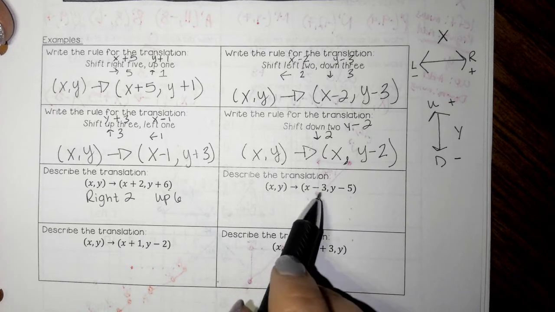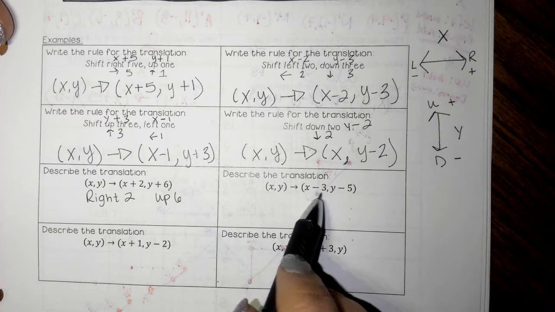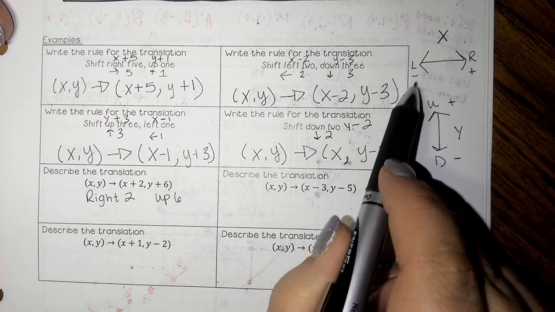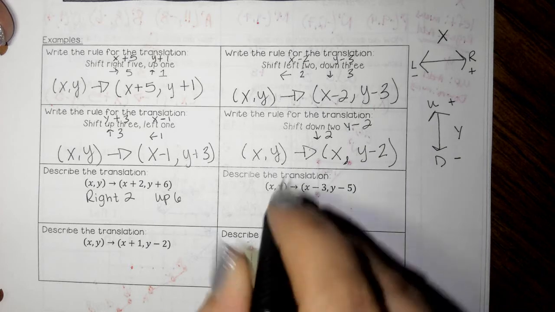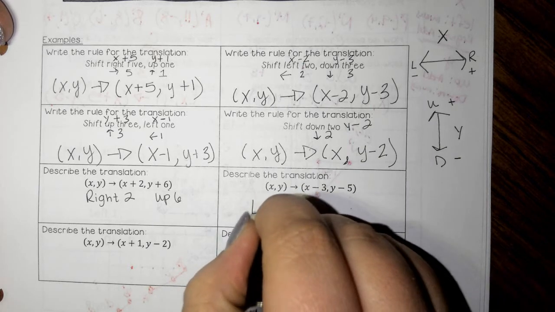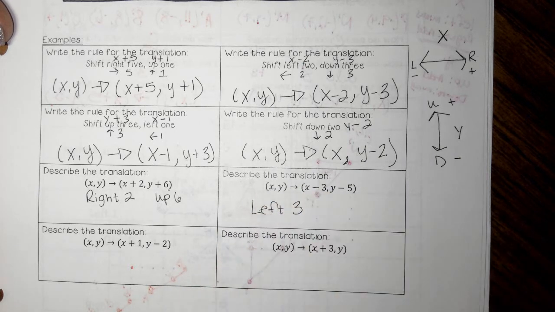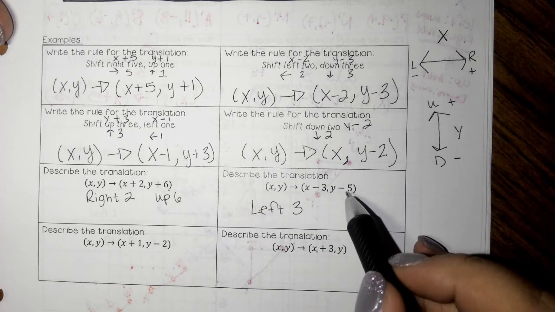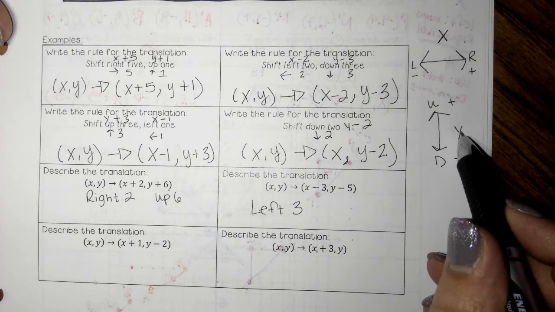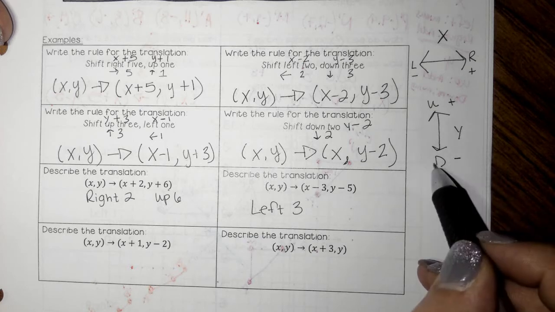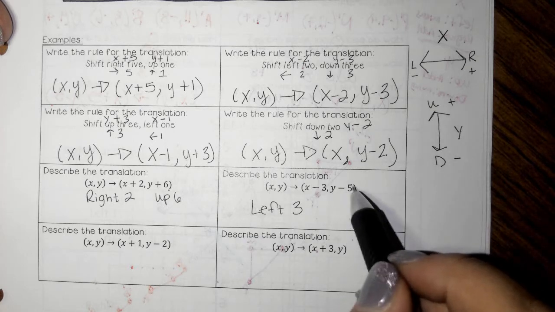Next, we've got x minus 3. So I'm changing the x value with a minus. That means I'm going left 3 times. Here I've got y minus 5. We're changing the y value with a minus, so we're going down 5 times.